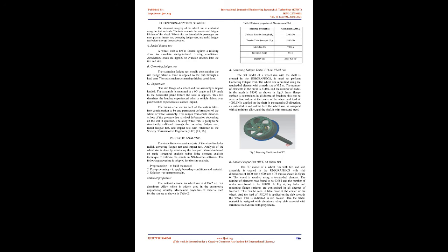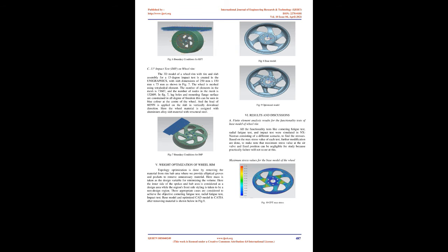The failure criterion for each of the tests is taken to be any permanent deformation of the wheel or wheel assembly. This ranges from crack initiation to loss of tire pressure due to wheel deformation, depending on the test in question. The alloy wheel rim is going to be structurally validated through the cornering fatigue test, radial fatigue test, and impact test with reference to the Society of Automotive Engineers, SAE, J175/J328.